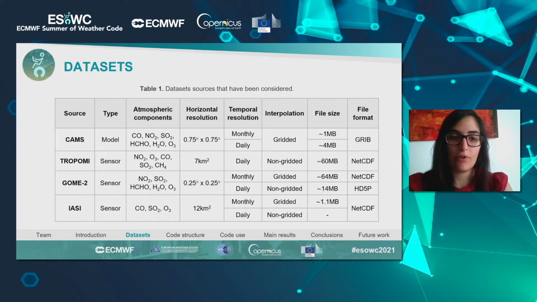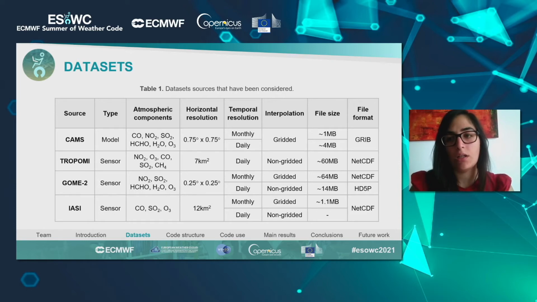Then we have GOME2 and EASI data. These both sensors have gridded data, and they give information about monthly means. And they also have non-gridded data, which is also more complicated to handle. We can see already on the right also that the file formats are always different, and they can range from GRIB to NetCDF to HDF5. We also see in the columns in the middle that the horizontal resolution is also not common in any of the sources, and yeah, that would be it.